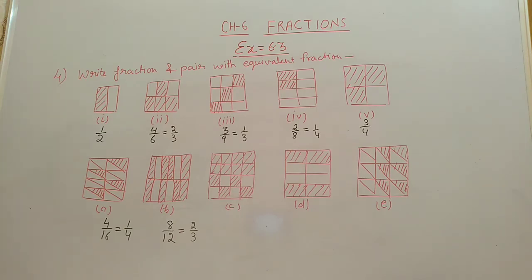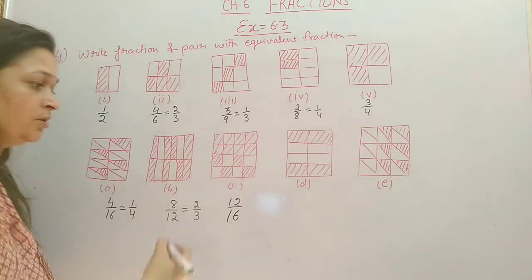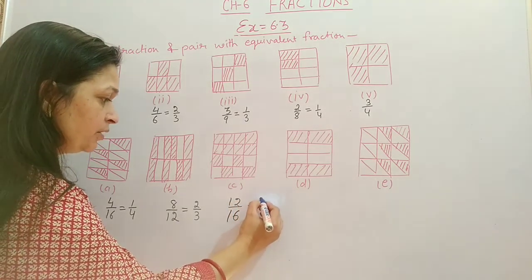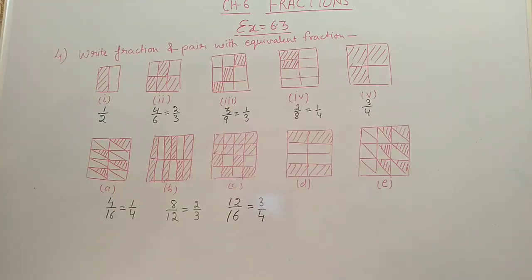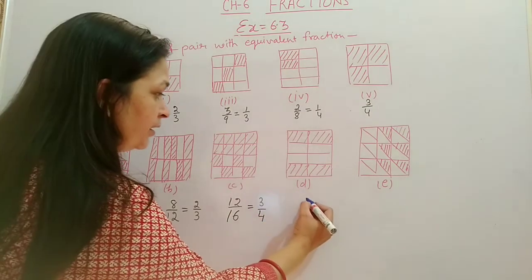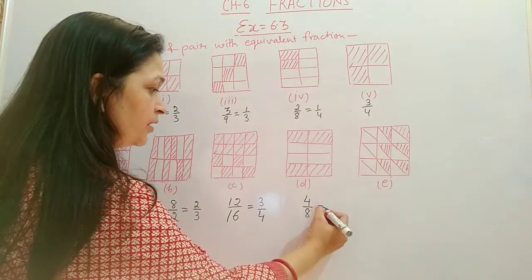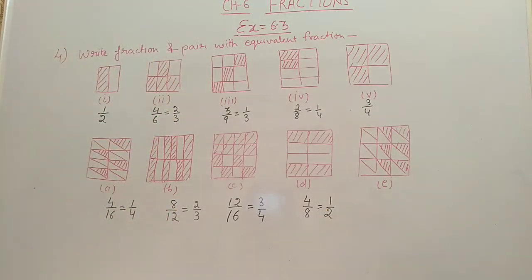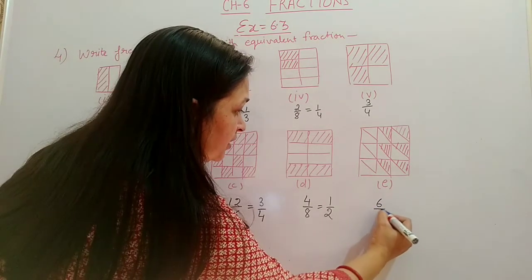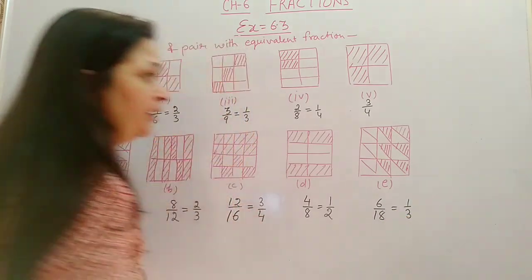Next, in C, a total of 12 parts are shaded out of 16. So do the cancellation with the 4 table. 4 3s are 12, 4 4s are 16. In D, a total of 4 parts are shaded out of 8 parts. So this also we can cancel by the 4 table. 4 1s are 4 and 4 2s are 8. In the last one, E part, a total of 6 parts are shaded out of 18 parts. We can cancel by the 6 table. 6 1s are 6 and 6 3s are 18.